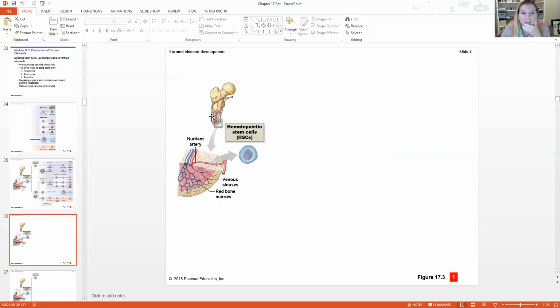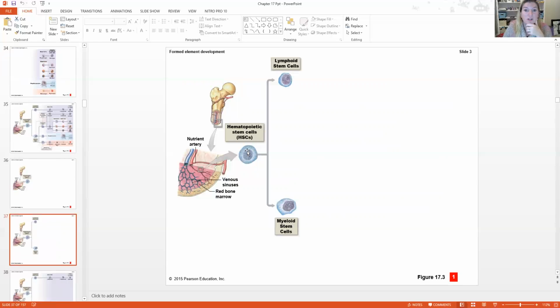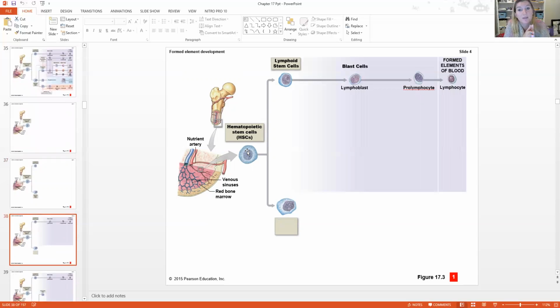So we have our red bone marrow. Our red bone marrow is going to be stimulated by various hormones and factors to undergo hemopoiesis, making blood. Those hematopoietic stem cells can differentiate into lymphoid stem cells and myeloid stem cells. This, by the way, if you've been following my directions, should follow along with the graphic organizer that you've already made. Hopefully. So the lymphoid stem cells can differentiate into lymphoblasts.